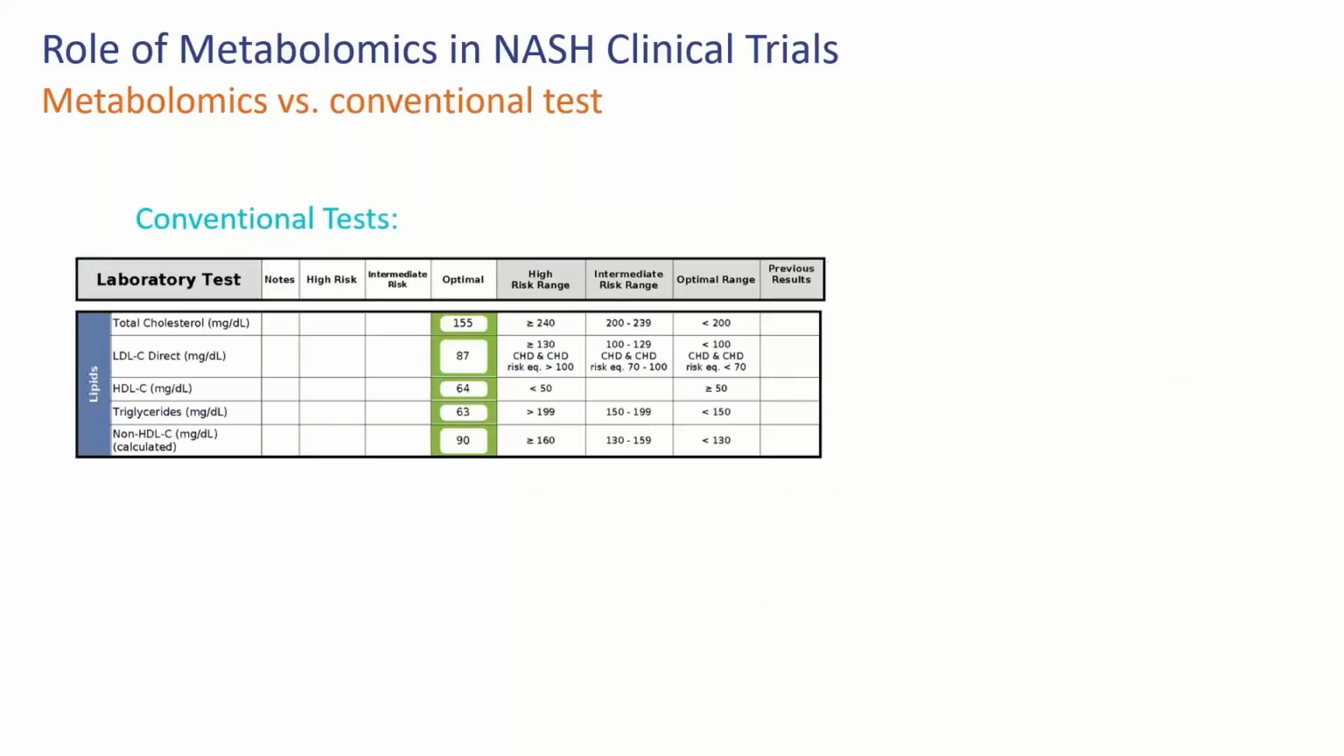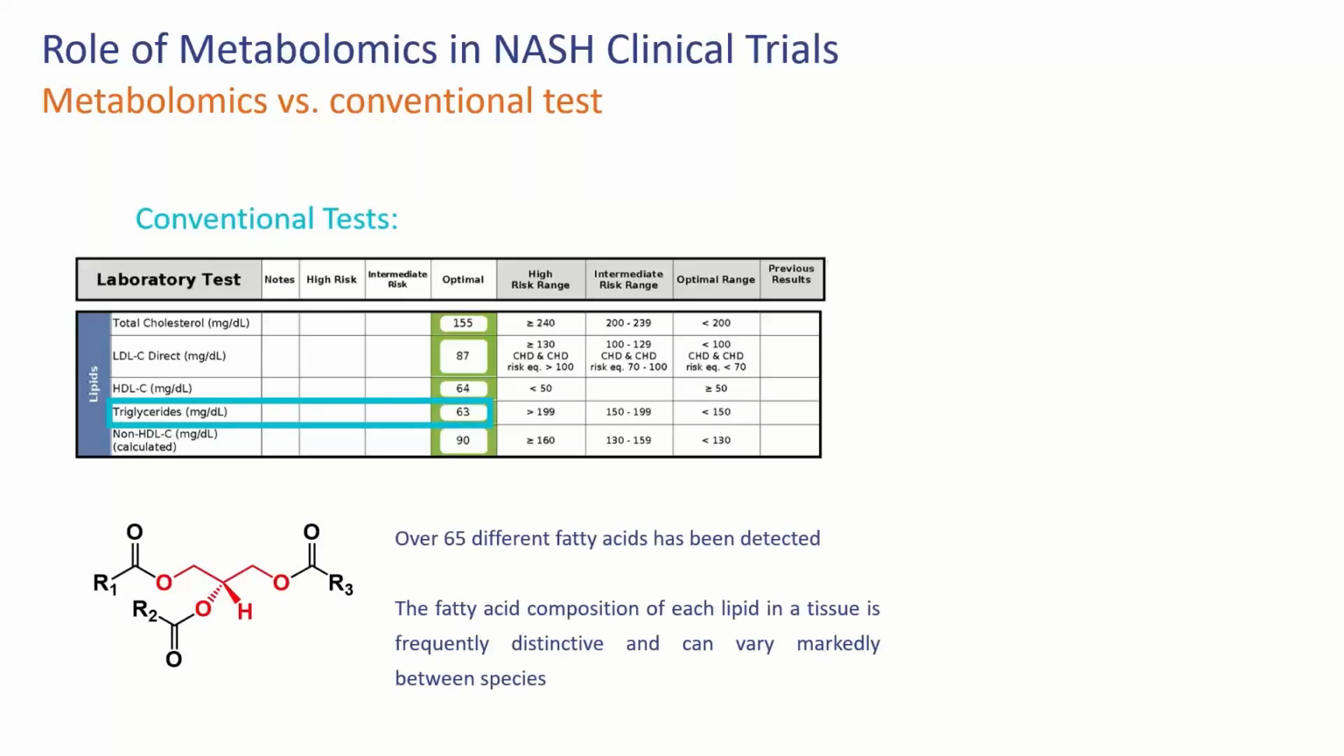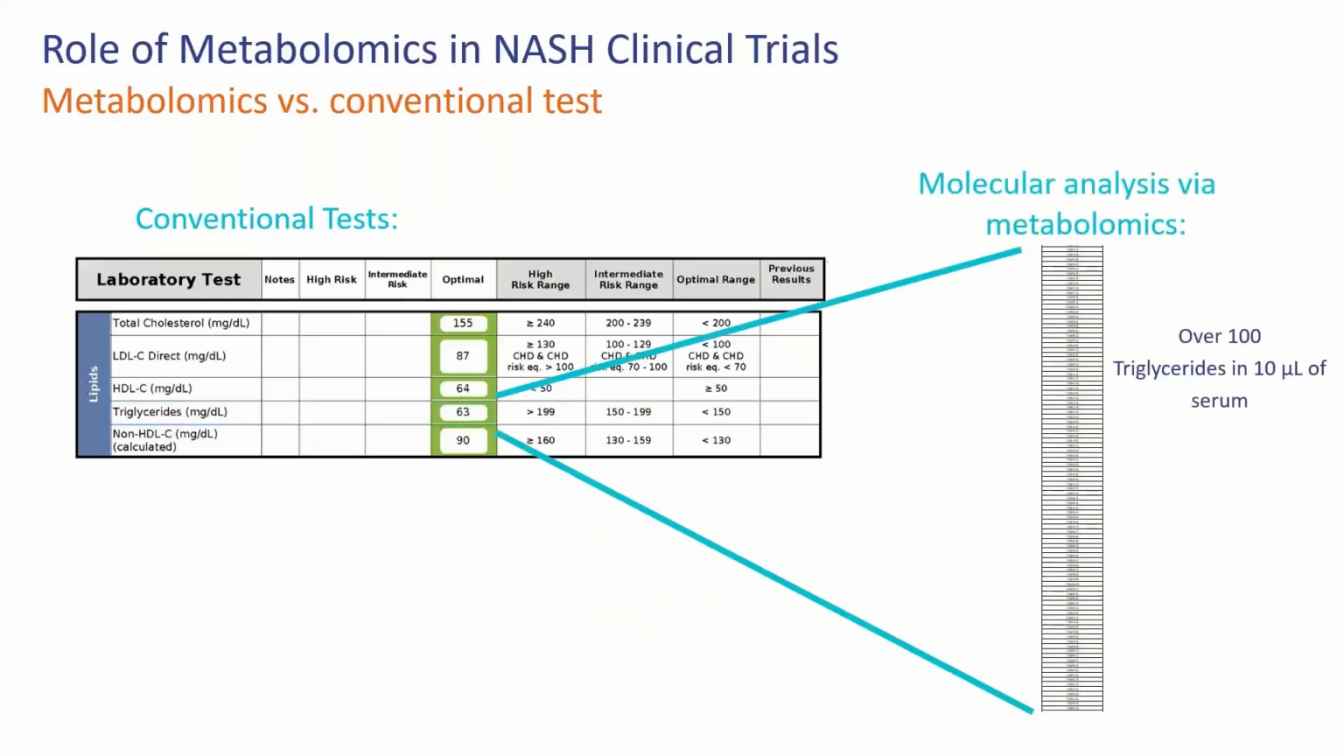To give a clear example of what metabolomics is able to provide, here you have a conventional test. You have 5 lipids to measure. You have a single number. Then only with triglyceride, you see there that we have 3 different radicals to join, giving up to 65 different types of fatty acid. Then you can imagine that there is a lot more to know about the triglyceride. We can measure over 100 different triglycerides in serum. This is the power of the technology.